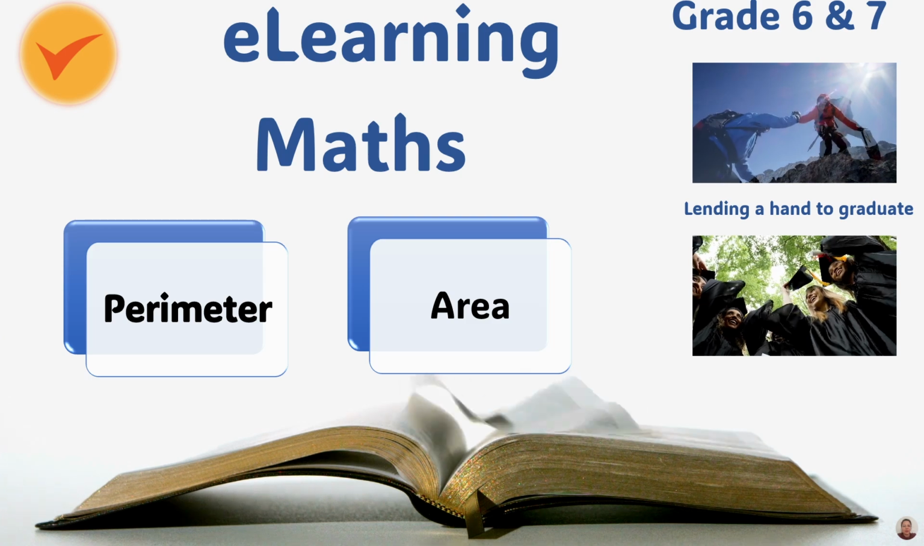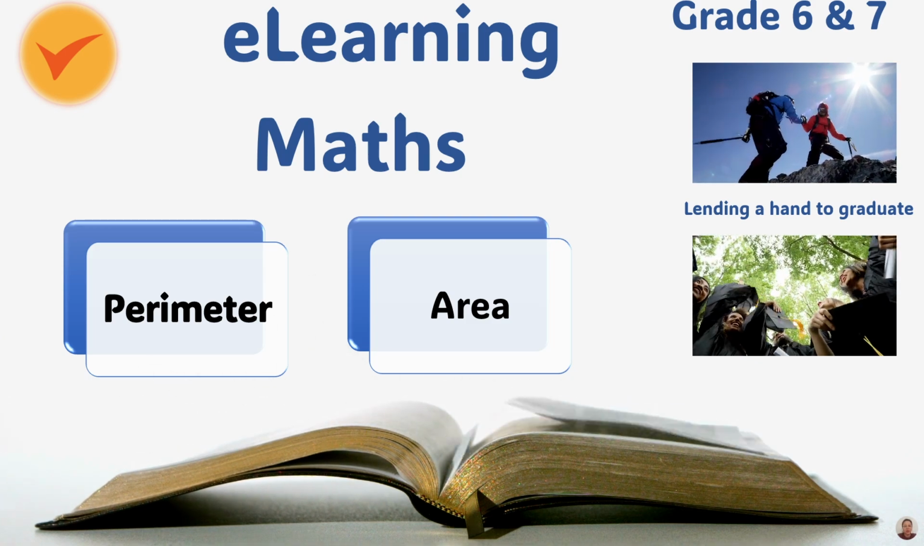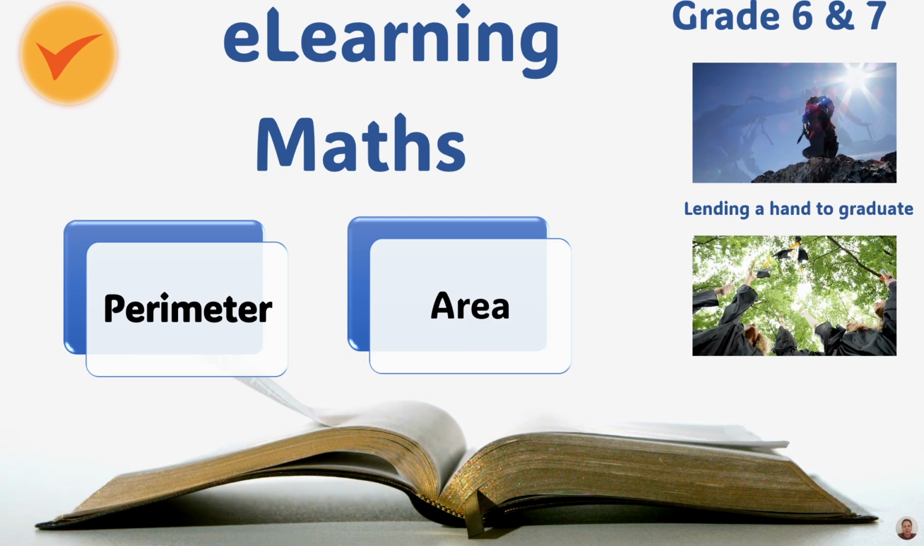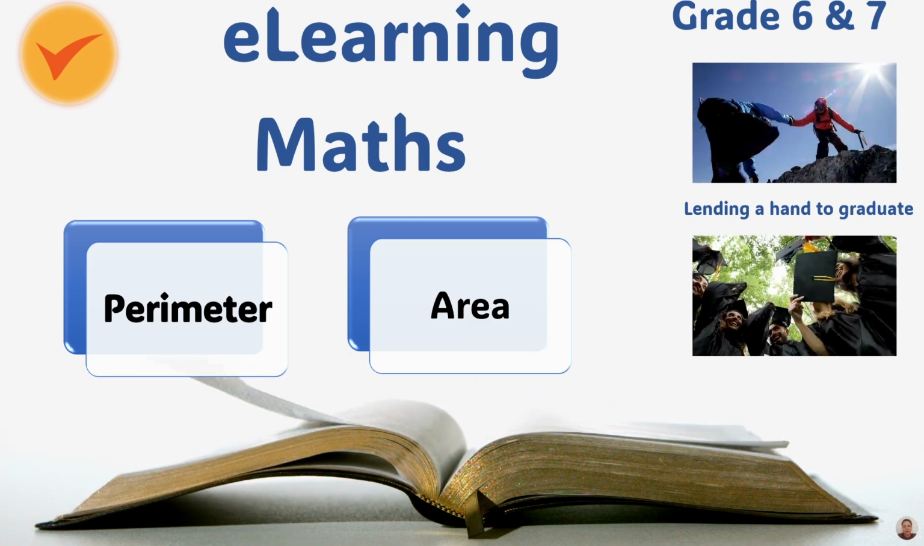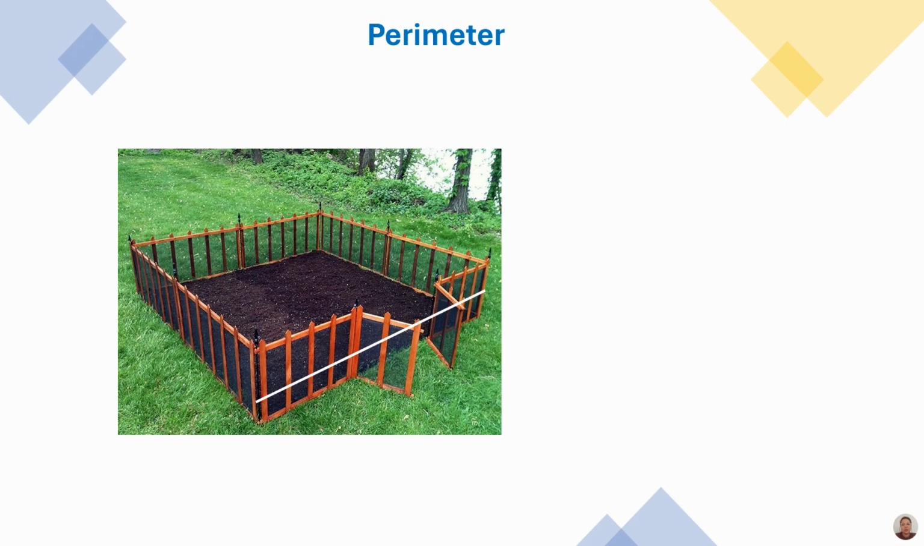So today we're going to do some mathematics and our topic today is area and perimeter. We're going to first start off with perimeter. Now if you look at the word perimeter, it ends with the word meter. So that would give you a little clue as to what perimeter is all about.